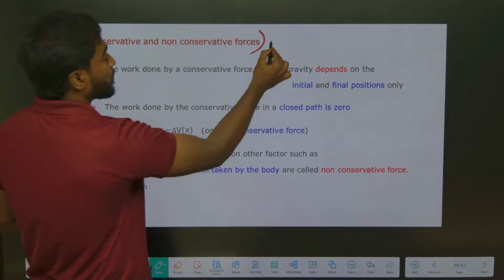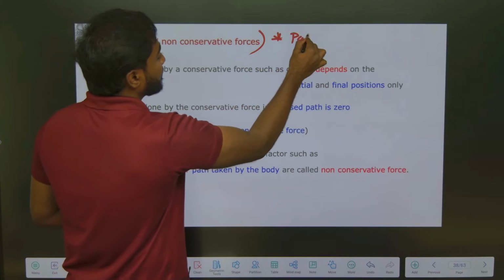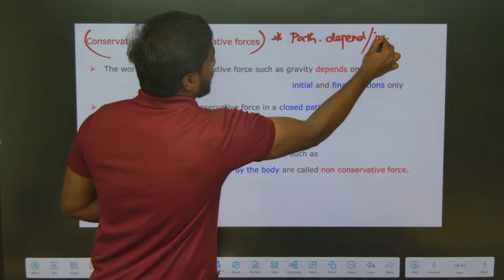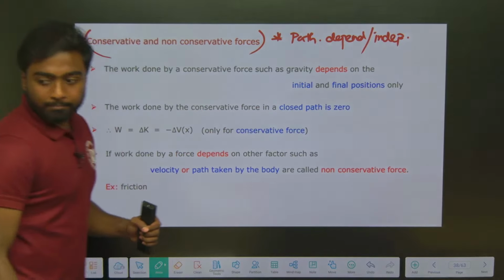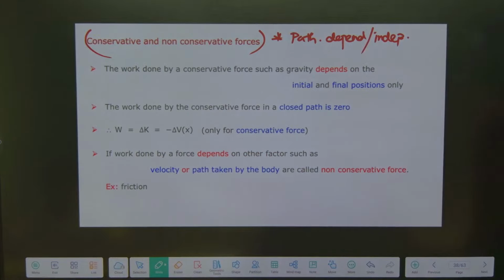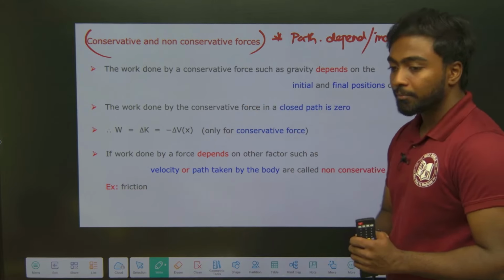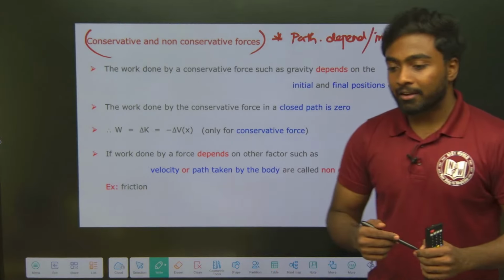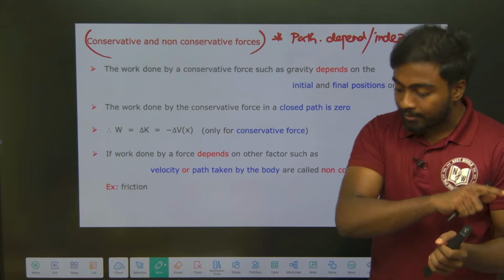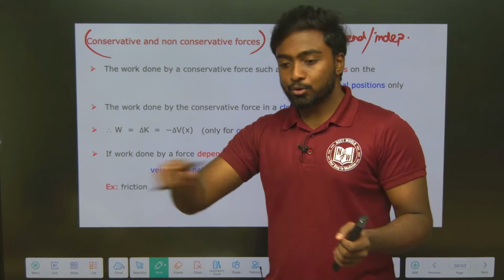The first point I should see is whether it is path dependent or independent. That's the first point. And I should see whether the initial position or final position matters. Like if you see the friction force, in friction force, I should consider the whole path.